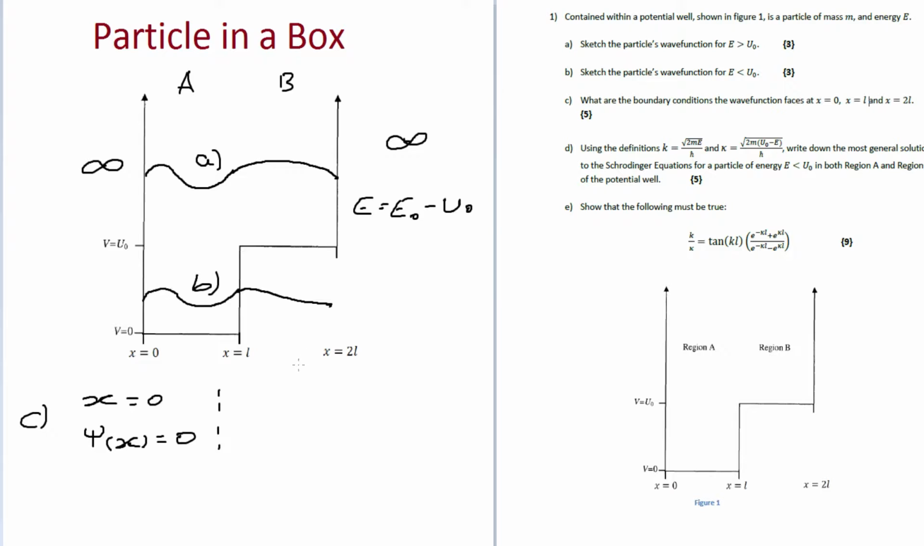What do we have next? X equals L. So let's write that down, x equals L. Now x equals L is at this step in our well. So there's a transition happening here, so we're going from one regime to another. In this case our wavelength is lengthening here, and we're moving from a sum of sines to an exponential decay. And you can sort of tell from looking at the picture what's going to happen here.